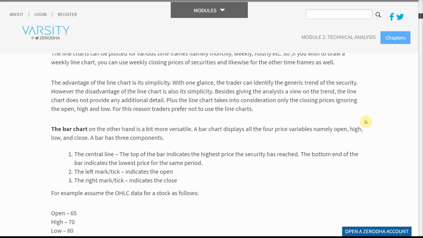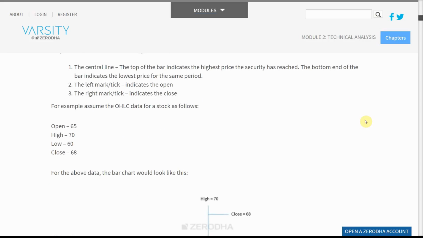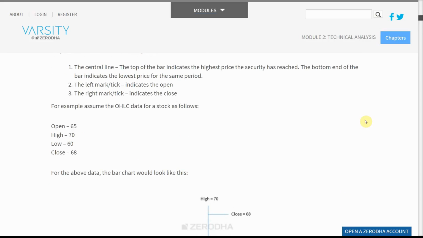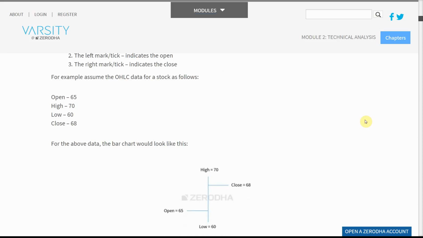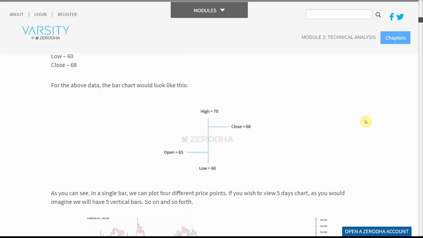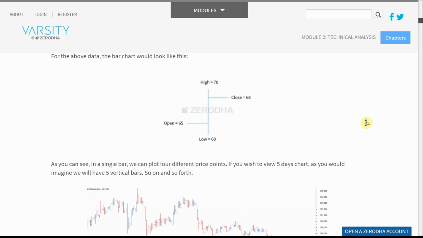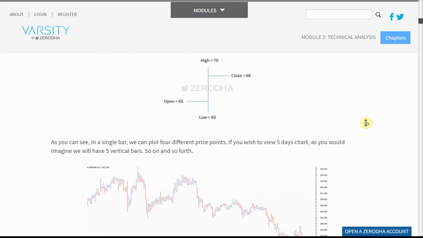For example, assume the OHLC data for a stock as follows: open 65, high 70, low 60, close 68. For the above data, the bar chart would look like this. As you can see, in a single bar, we can plot 4 different price points. If you wish to view a 5-day chart, as you would imagine, we will have 5 vertical bars, and so on and so forth.